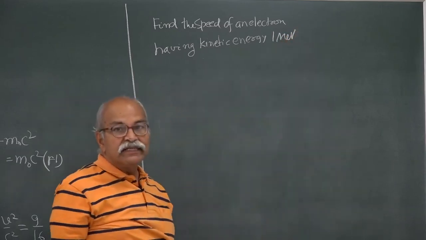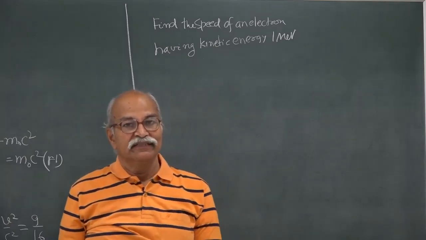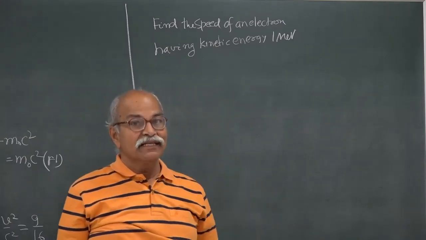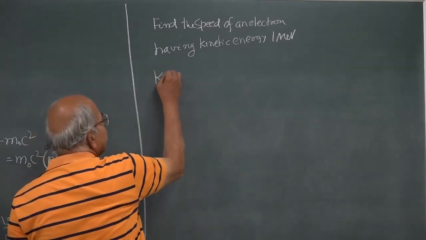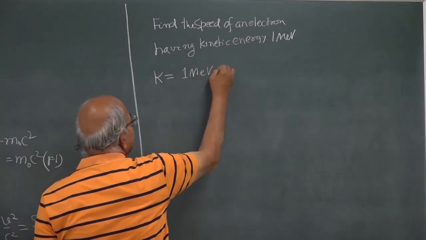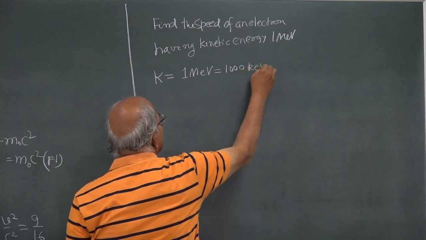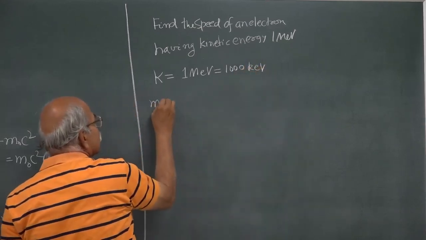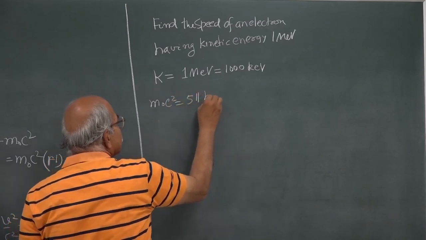So now the kinetic energy is not small compared to rest mass energy. In fact, it is more than rest mass energy. The kinetic energy K is 1 MeV, that is 1000 keV, whereas the rest mass energy m naught c square is 511 keV.